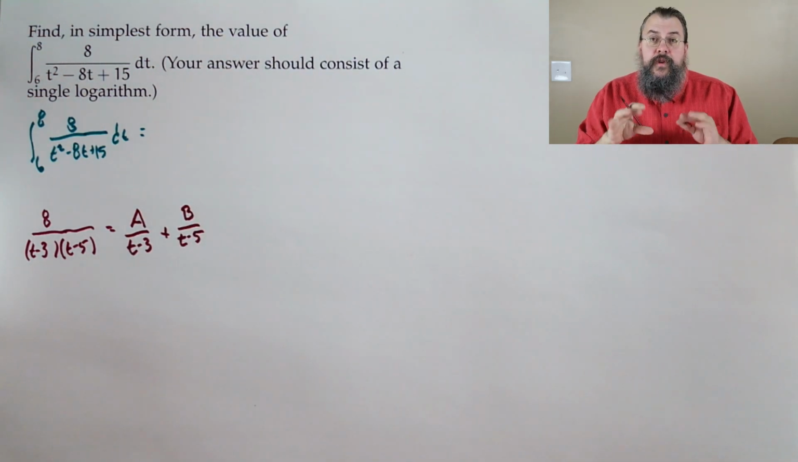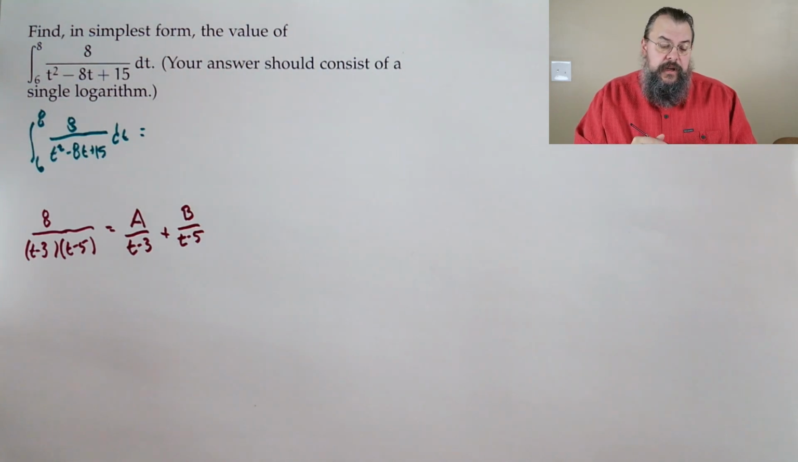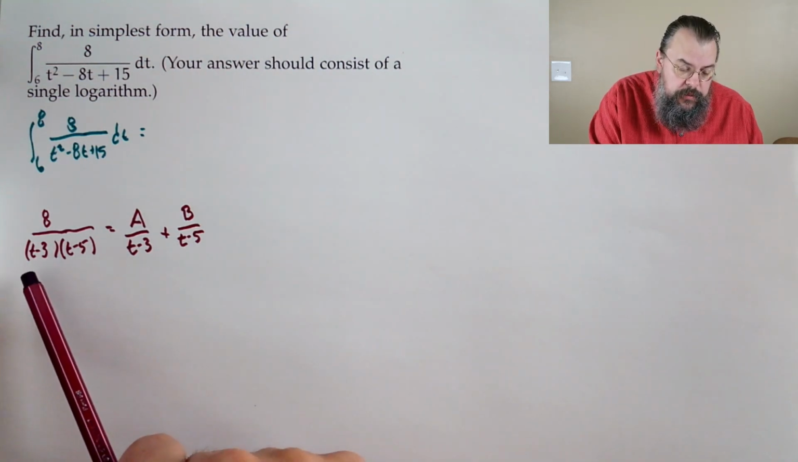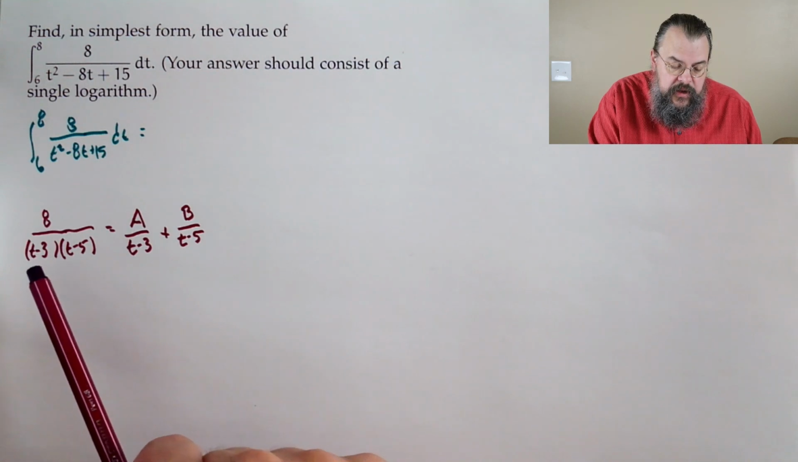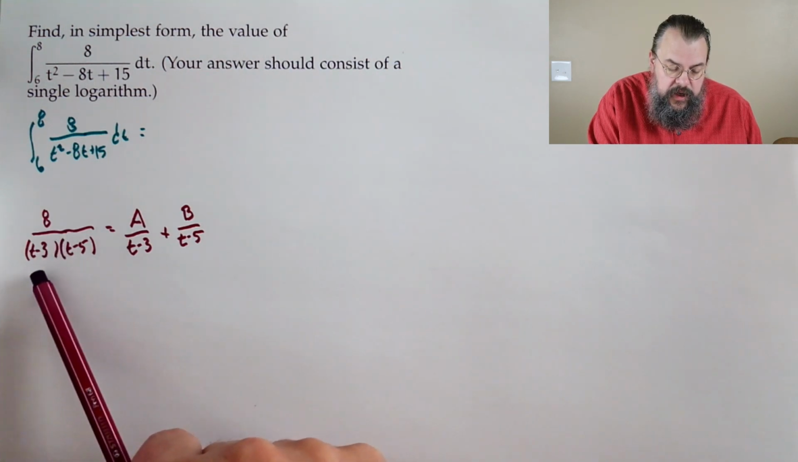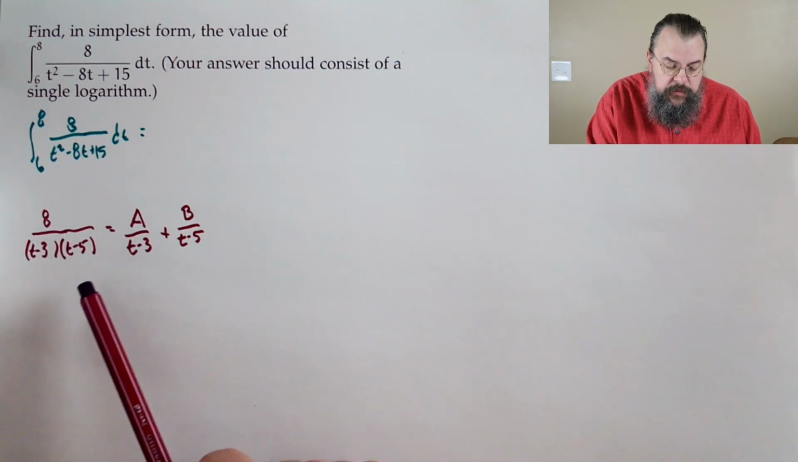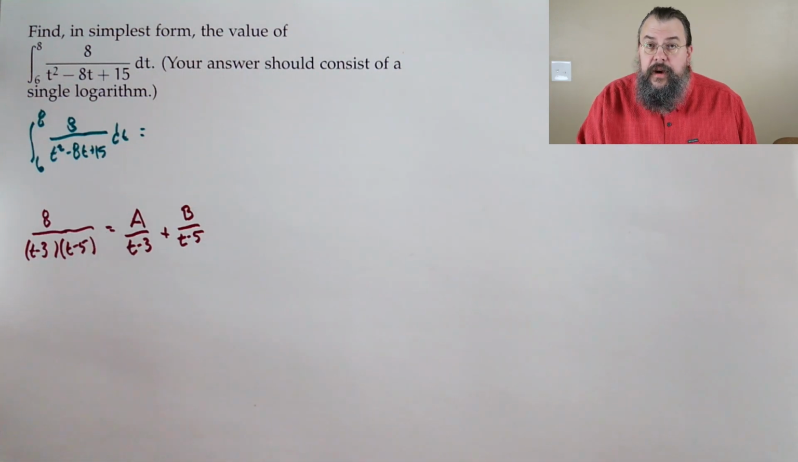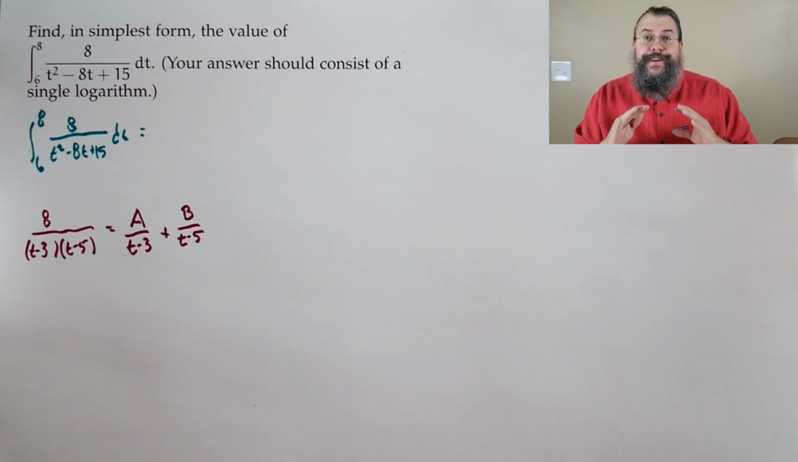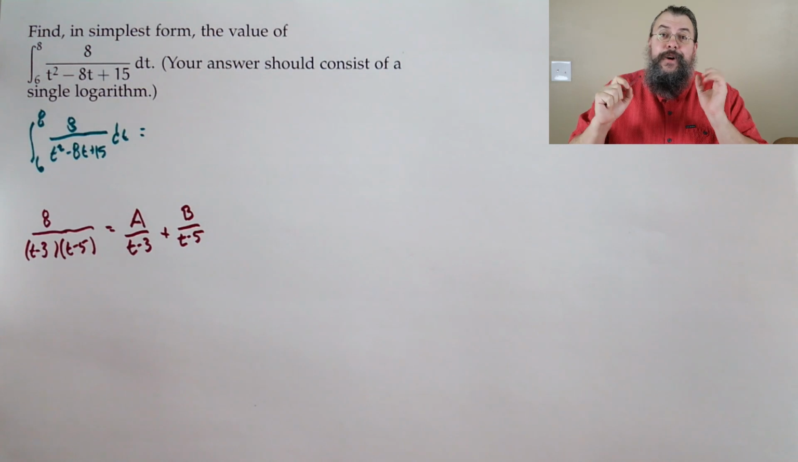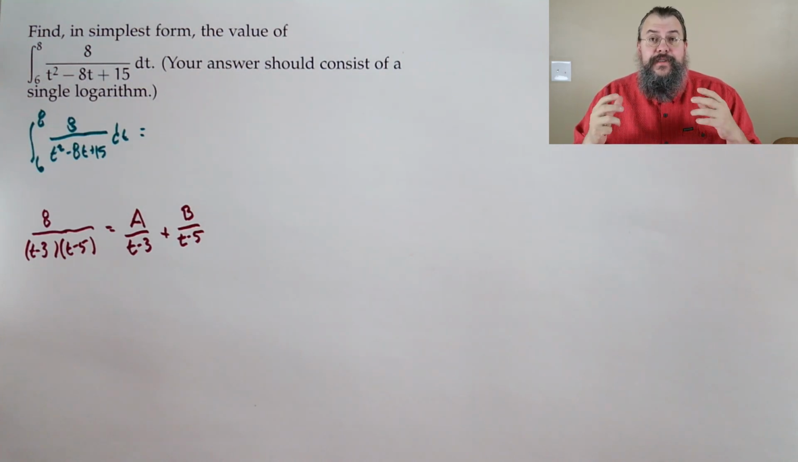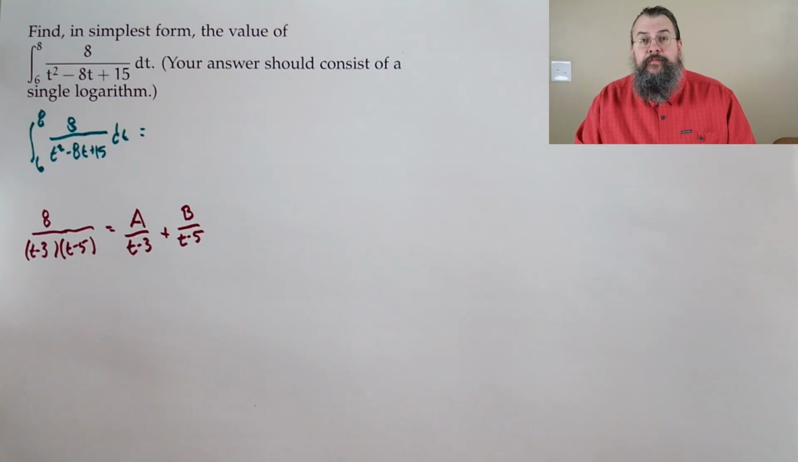All right, so that's the right form. Well, the form is based off of our denominator. So we see, okay, there's a t minus 3 to the 1, so there's going to be a t minus 3 term, t minus 5 to 1, there'll be a t minus 5 term. Okay, so that's our right form. The only thing left to do for partial fractions is, what is A and B?